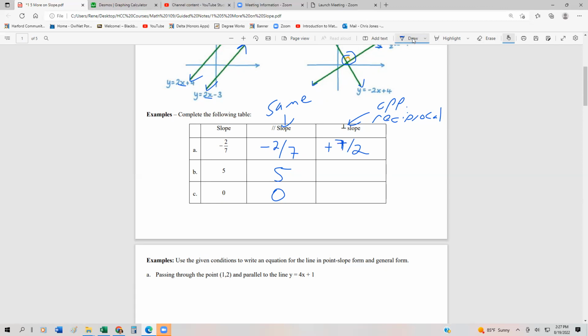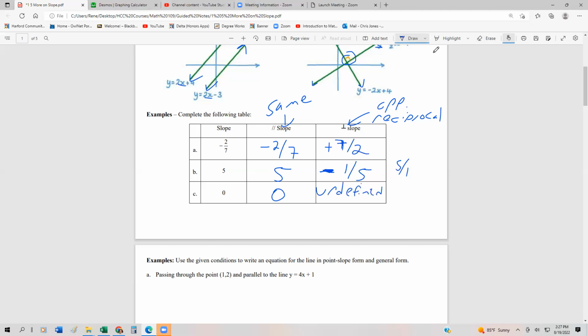To find the perpendicular slope to 5, think of 5 as 5/1. We know the opposite of positive is negative, and if we flip over 5/1, that's going to be -1/5. You're probably thinking, okay, that works for 5, so it should work for 0. We can write 0 as 0/1, so the perpendicular slope would be 1/0, but that's undefined. So perpendicular to 0 is going to be undefined.